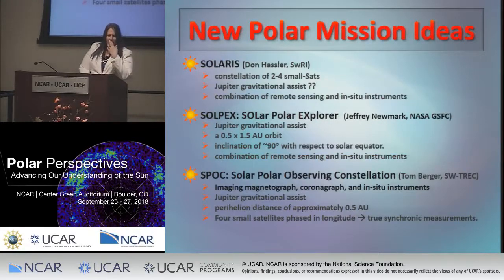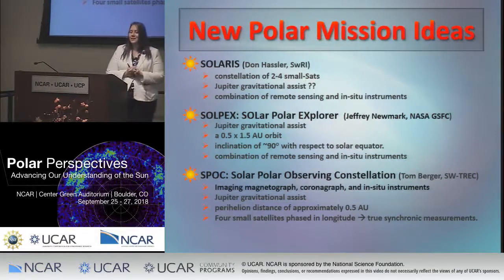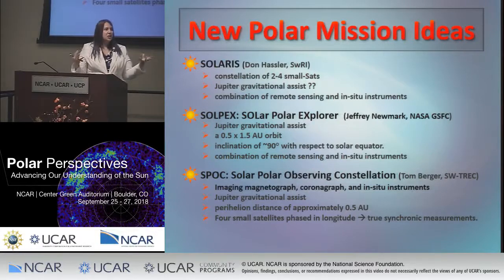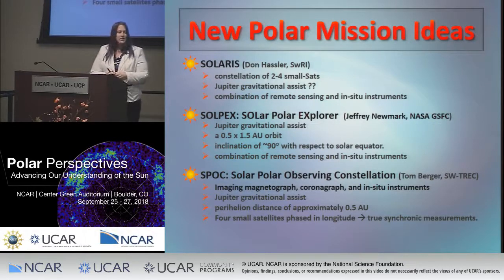So I just want to finalize my final slide here. Just mention that things are looking good. We've got a lot of very interesting polar mission concepts that are going to be floating around. These are just a couple of the ones that are going to be discussed tomorrow. Solaris, Dan Hassler's going to talk about a constellation of possibly 2 to 4 small satellites with the Jupiter assist, with a combination of remote sensing and in situ instruments.